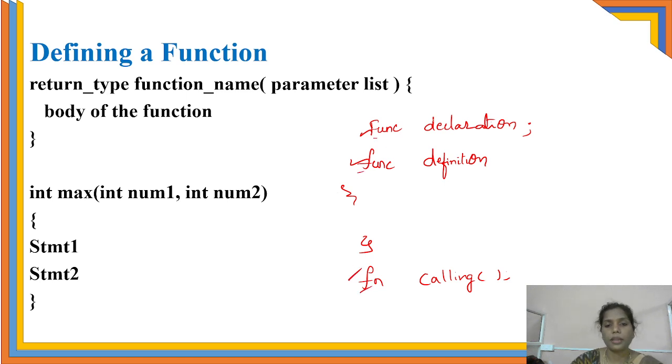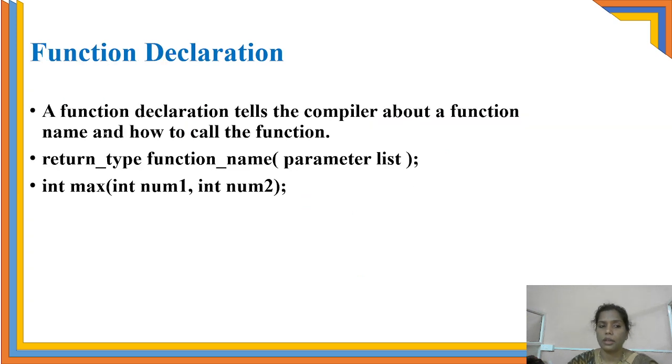What do you mean by declaration? Like variable declaration, we have to do function declaration before using that function. For example, if you want to declare a variable of integer, you can write int a, right? In the same way, for a function also, before using it, you need to declare it. The syntax is return type, function name, parameter list. This is the function declaration.